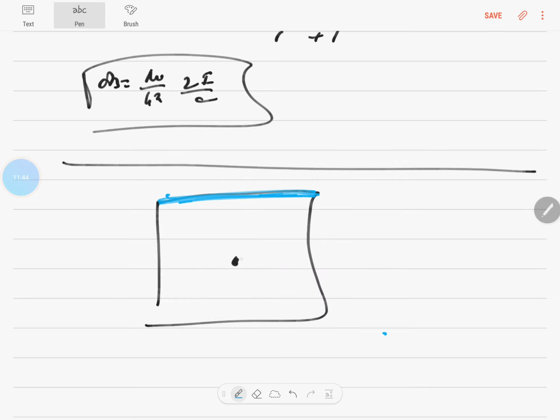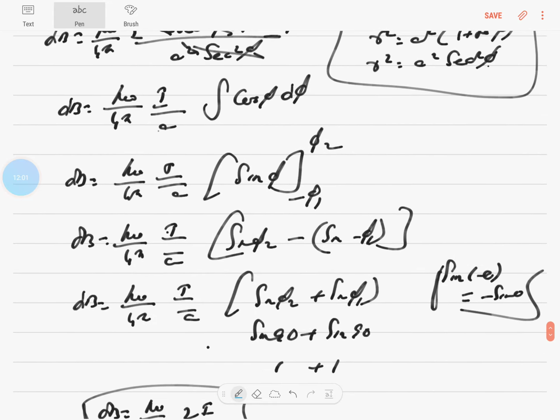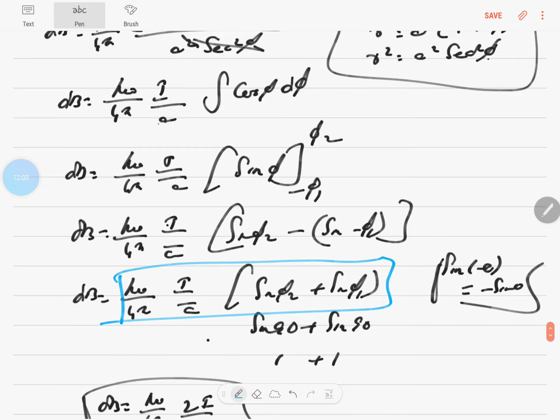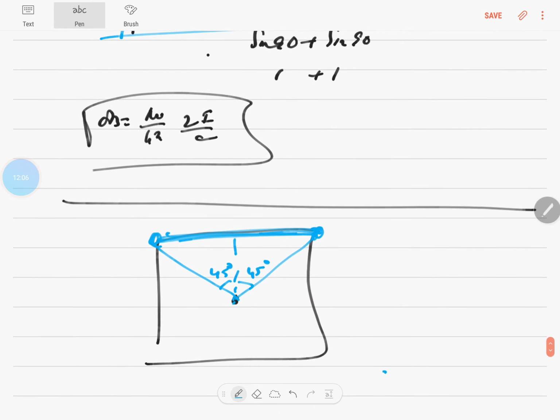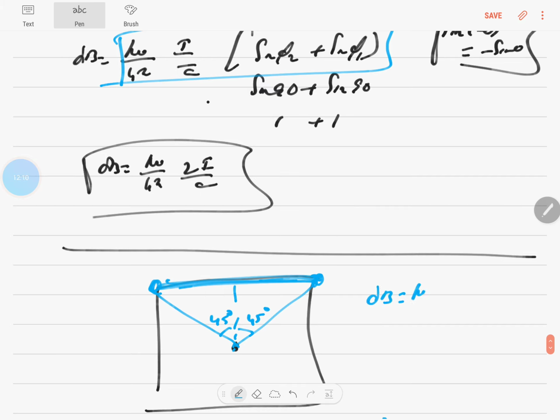I'm trying to find the magnetic field due to this wire. You know that the way I'm lifting my head to see this end and this end of the wire, it will be an isosceles triangle. There will be 45 degrees and 45 degrees only, because the central angle here is 90. So the same formula, instead of sin phi 2 plus sin phi 1, will be sin 45 plus sin 45.